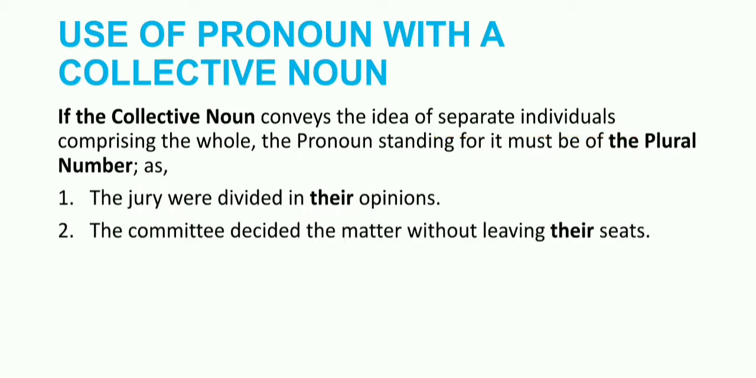Next example: the committee decided the matter without leaving their seats. Here again committee is a collective noun, and we use the plural pronoun for the collective noun, because the committee is now dealt with as separate individuals. So this was my second usage.